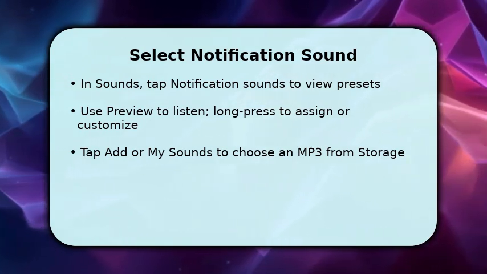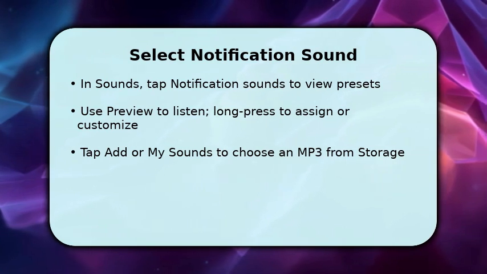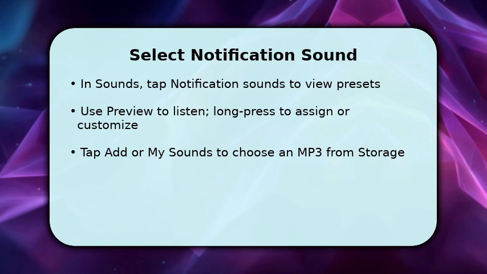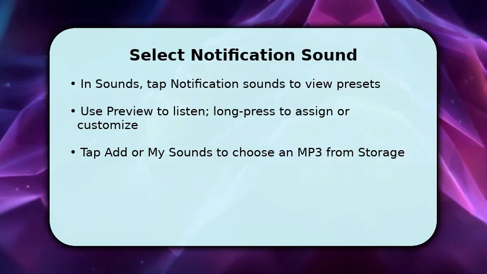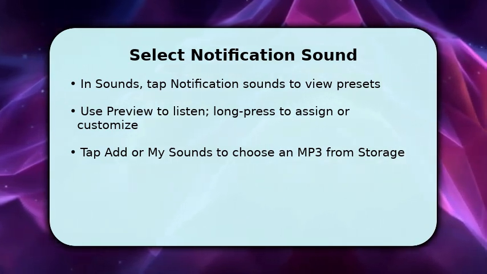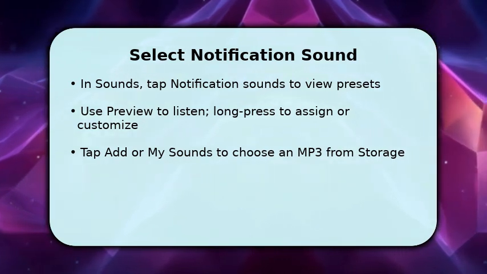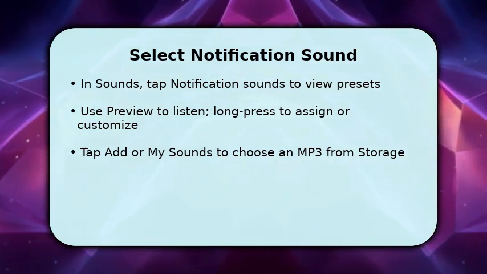If you prefer a custom file, tap Add or My Sounds, navigate to the folder containing your MP3, and select it. Once selected, the system assigns it as the default. Make sure file length is short and not corrupted, because long or damaged files may fail to play as notifications.